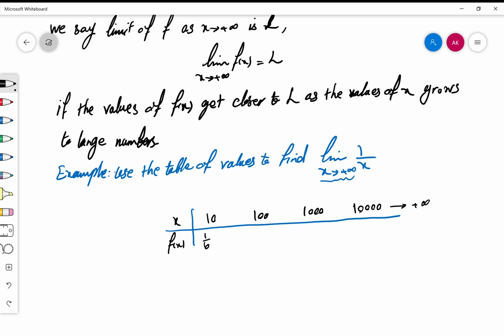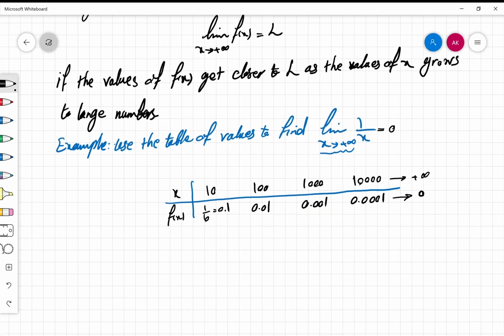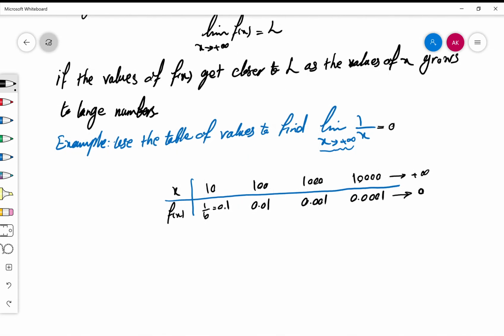Yes. And well, let's evaluate. 1 over 10 is 0.1. 1 over 100 is 0.01. 1 over 1000 is 0.001. 0.0001. And as you can see, this gets smaller and smaller. It gets very close to 0. And that is a fact, actually. The limit of 1 over x as x goes to plus infinity is 0.